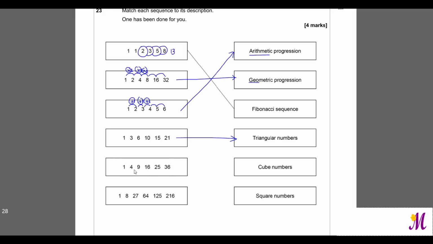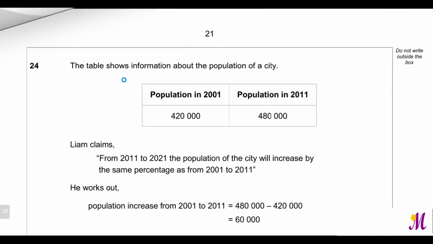While this one, 1, 4, 9, 16, looks very familiar if you know the square numbers. 1 is 1 square, and then 4 is 2 square, and this is 3 square, 4 square, 5 square, 6 square. So this sequence is the square numbers. So this last one must be cube, because we don't have any other option. But you can also check that it is 1 cube, 2 cube, 3 cube, 4 cube, 5 cube, 6 cube. So that's it.